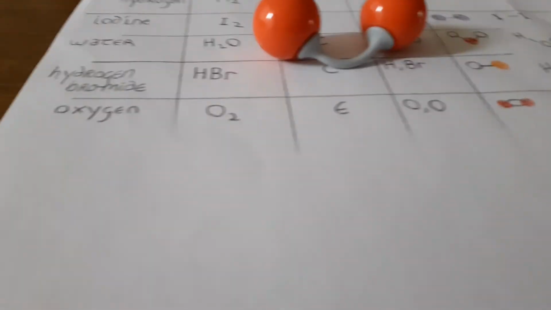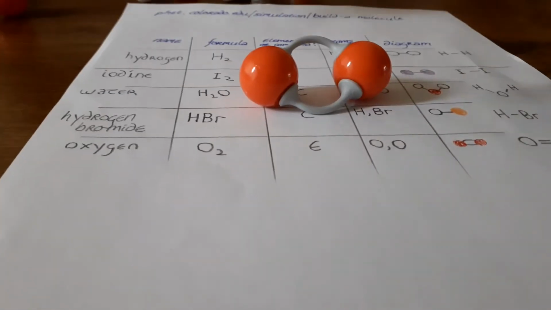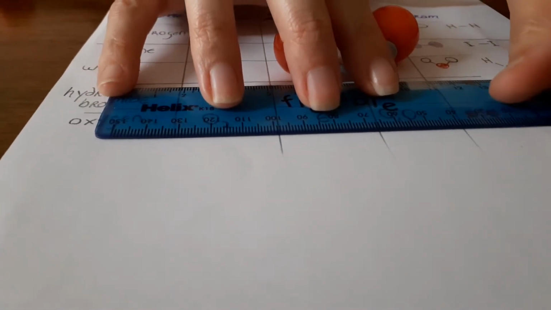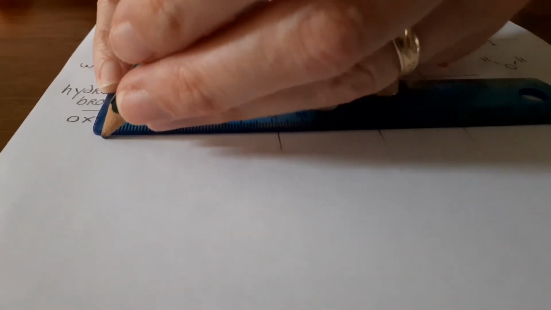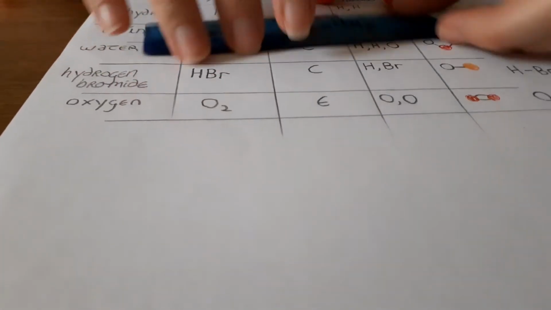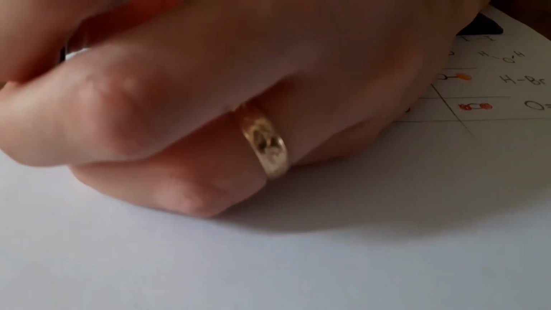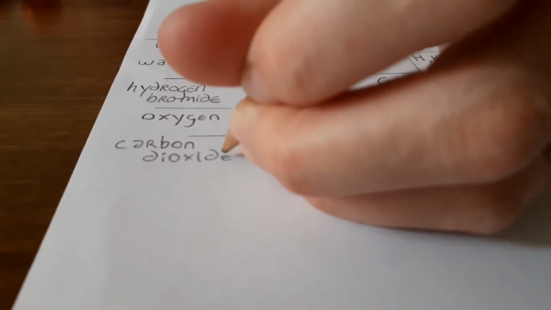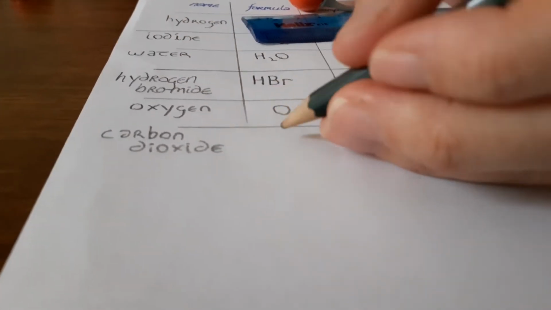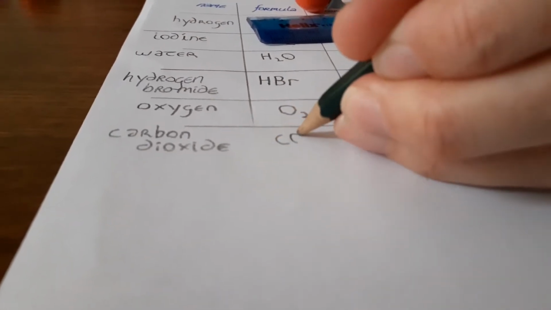Okay, that's an element. Does the same thing happen in compounds? Let's find out. Let's do another common compound that you might have heard of. Given the game away, haven't I? I can write in C there for compound. Let's do carbon dioxide. Okay, which I think everyone knows is CO2.